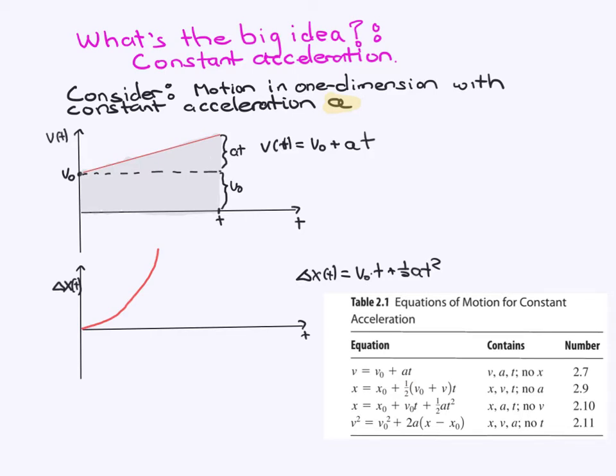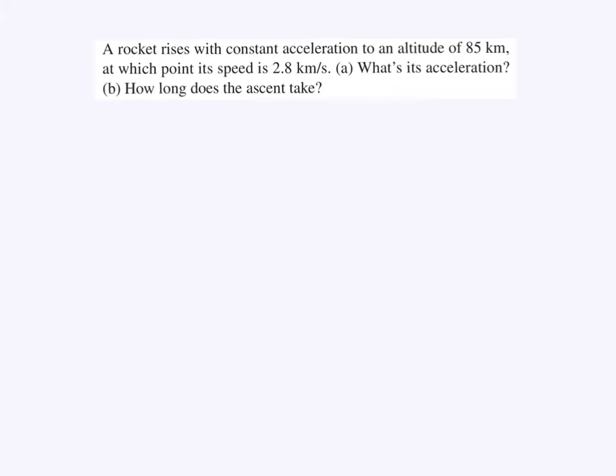And as I mentioned at the outset, it's easy to write textbook problems that are rather robotic. You just plug into these equations and you get the answer. So for example, here's a typical problem. I actually got this out of the Wolfson textbook. A rocket rises with a constant acceleration. We're not told what it is. We're given the final altitude that it achieves, at which point it is going at some speed, and we're asked two questions. What is the rocket's acceleration, and how long does the ascent take?